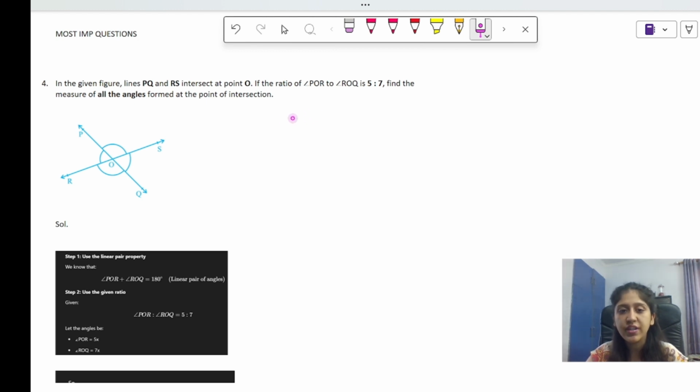ये question ने बता दिया already. If the ratio of POR, what is POR? POR is this angle, ठीक है, and ROQ is this angle, ठीक है. This is 5:7. I hope the ratio and proportion thing is clear. So this is basically the ratio that is given to us. Find the measure of all the angles formed at the point of intersection. Now, let's just do it stepwise. पहले we'll analyze, ठीक है, and we'll solve it together.